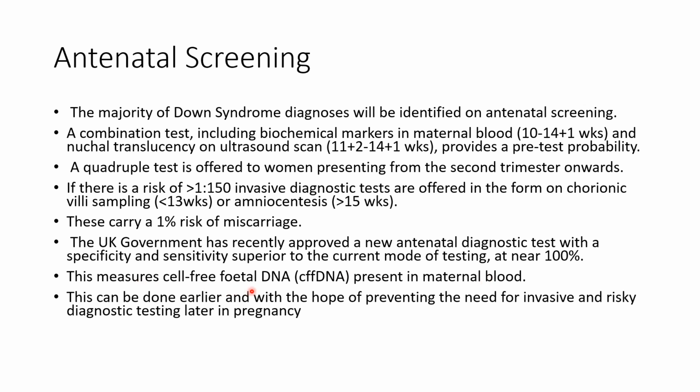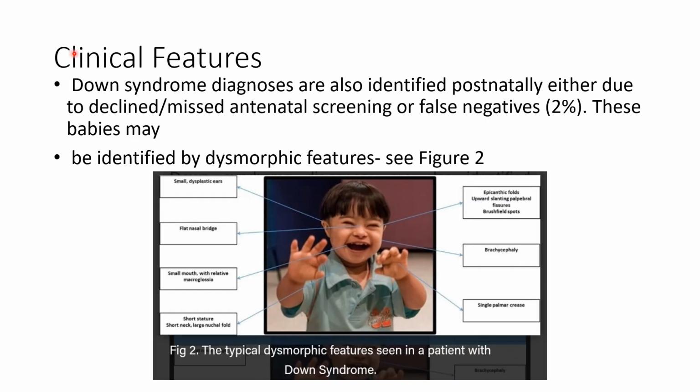So this is another test, cell-free fetal DNA. This can actually be done earlier, with the hope of preventing the need for invasive and risky diagnostic testing later in the pregnancy. Okay, so this is cell-free fetal DNA present in the maternal blood. So let's go look at the features of Down syndrome.